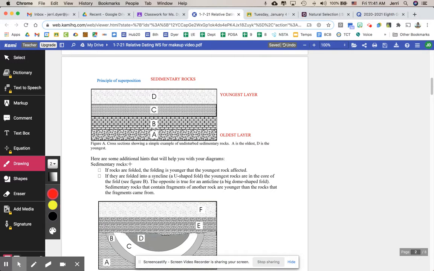this gives you some more information that you're probably going to want to go back and take a look at. So we've got all of this talking about sedimentary rocks. Okay, so if the rocks are folded, the rocks had to exist before the folding happened. So if the rocks are folded, the rocks were there and then the folding occurred. So the folding is younger than the rocks affected.